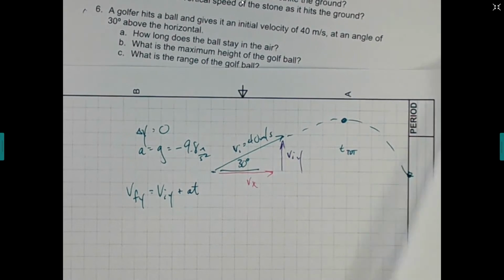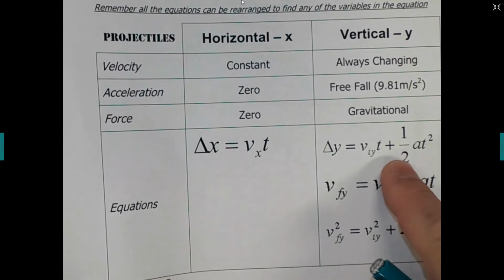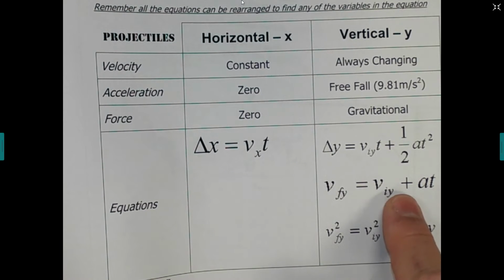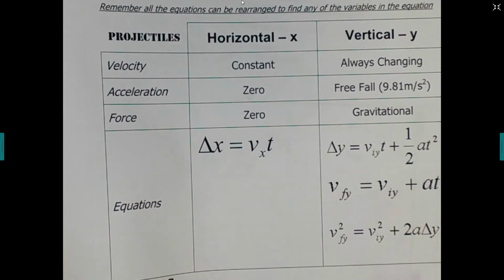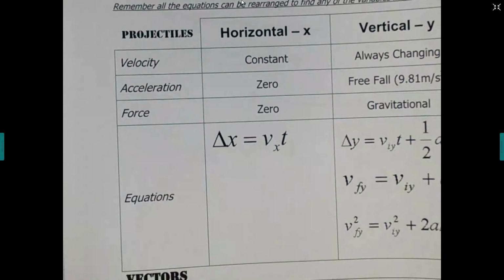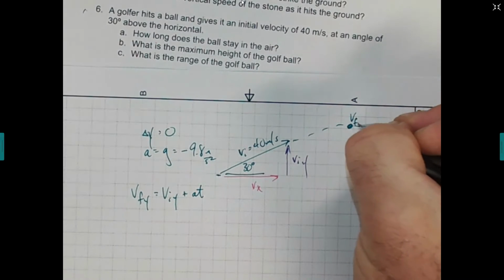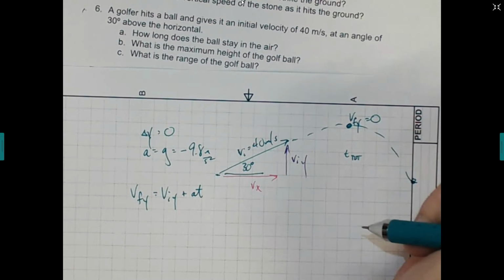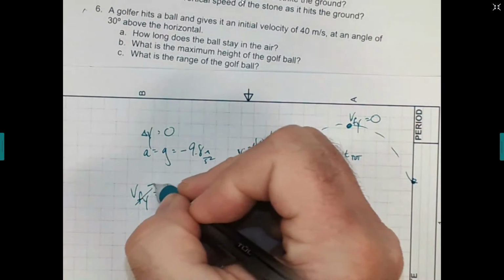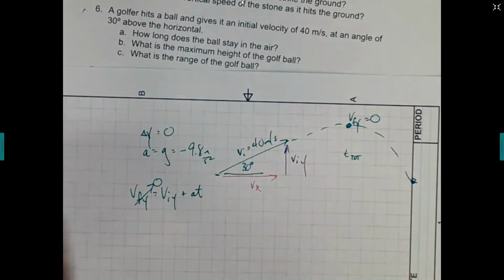So you have your choice. You can either solve a quadratic, or we can do this and just solve this simple one and then just double our time. I'm going to go with the simple one and double our time. So we're going to go with this. We know the final velocity in the y at the top is 0. Okay, so that makes that 0. So we need this initial velocity in the y.